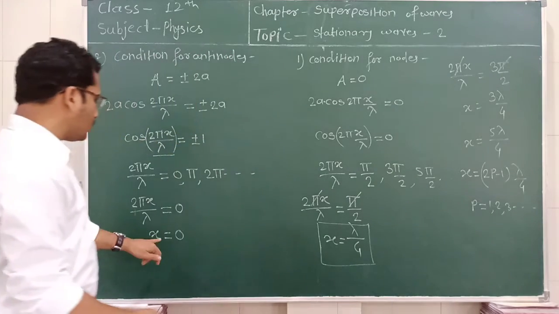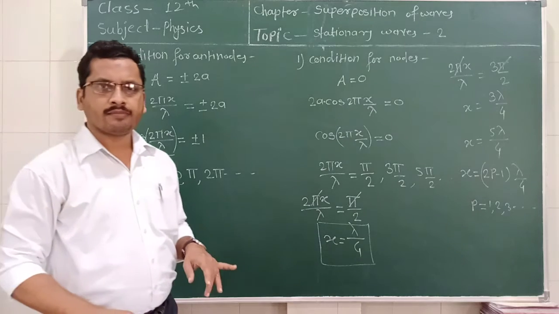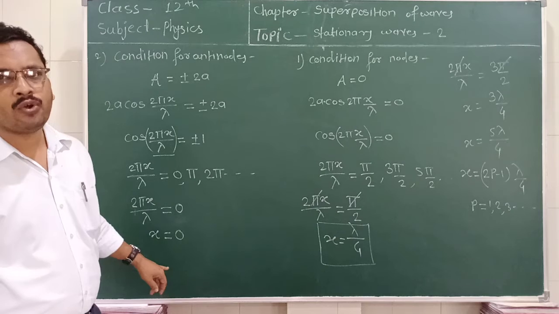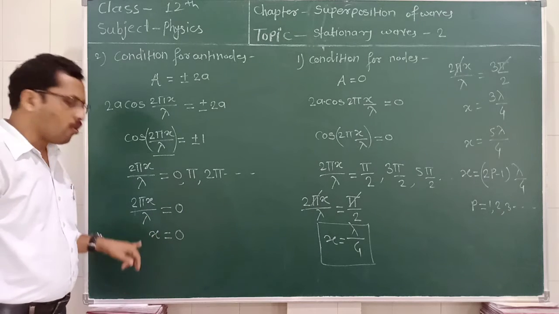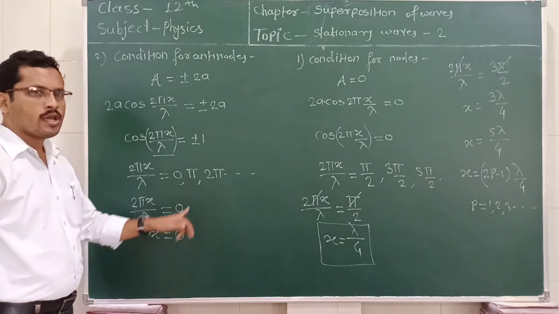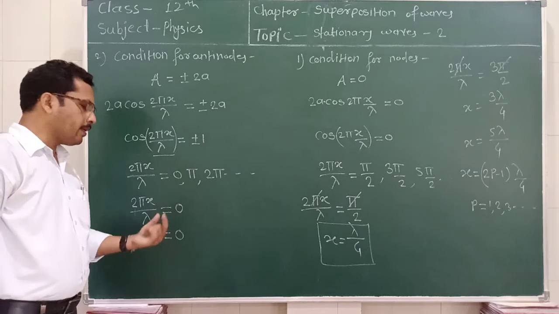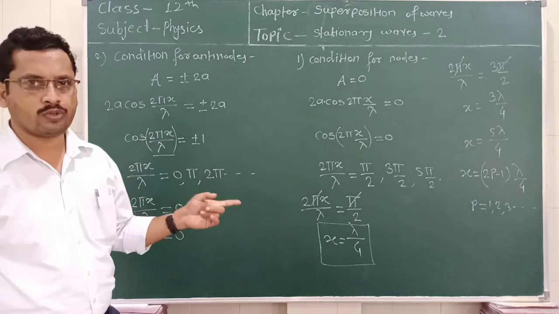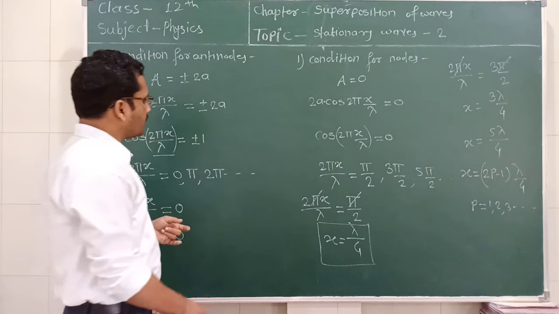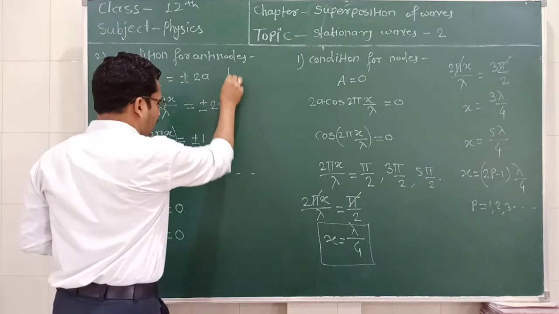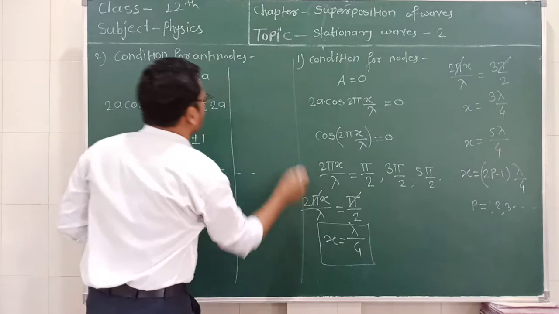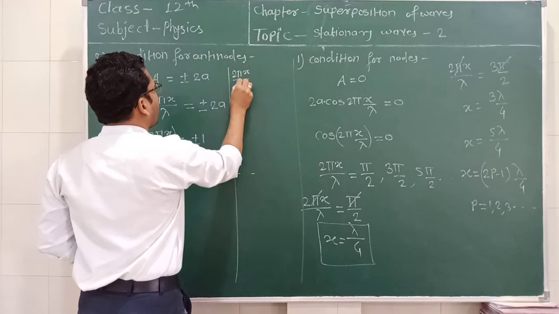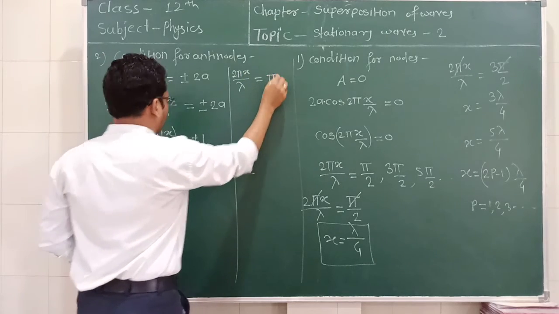So x equal to 0 means at the origin, there is a formation of antinode. X equal to 0, it means at a displacement equal to 0, there is a formation of antinodes. Okay, then the next condition is that, look at here, the next condition is 2 pi x upon lambda is equal to pi.